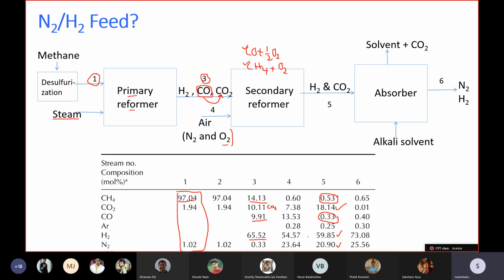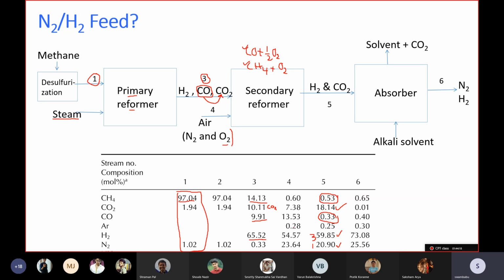And this way, we have the 3 to 1 ratio. After the secondary reformer, we could achieve the 3 to 1 ratio.